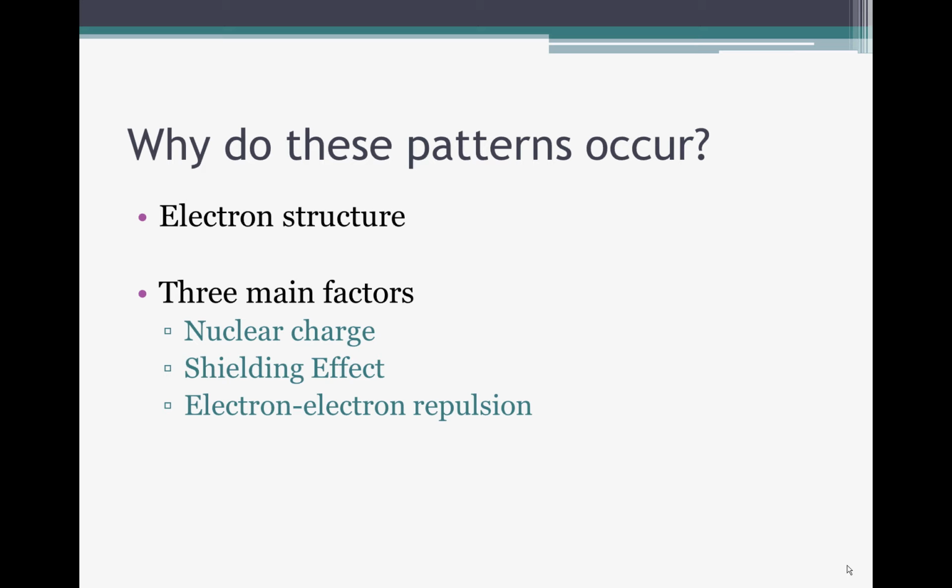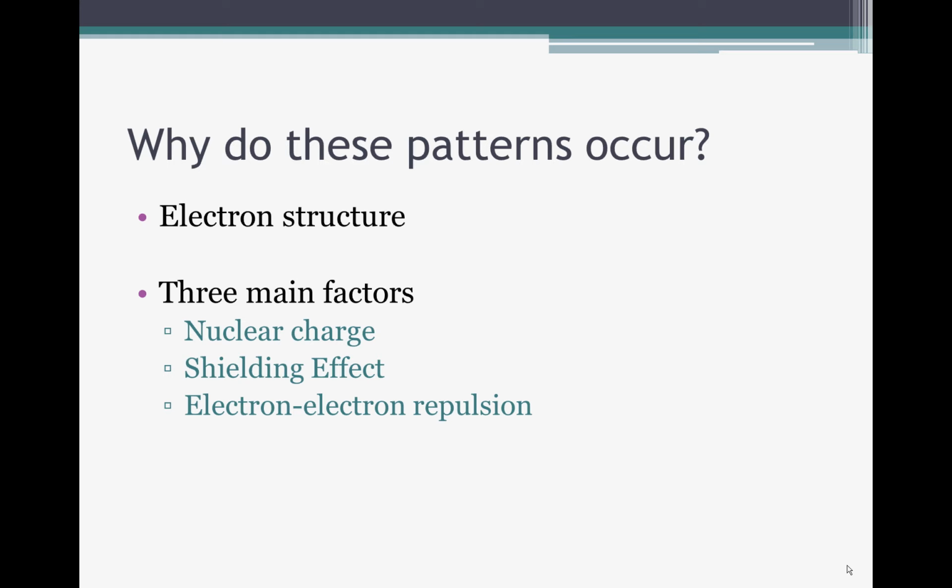First is nuclear charge. Now, of course, as we go through the table, nuclear charge is increasing throughout the table. But this factor really plays its biggest role within a period. So as you go from left to right, within a row on the table, nuclear charge increases, and this is an important factor in determining properties.